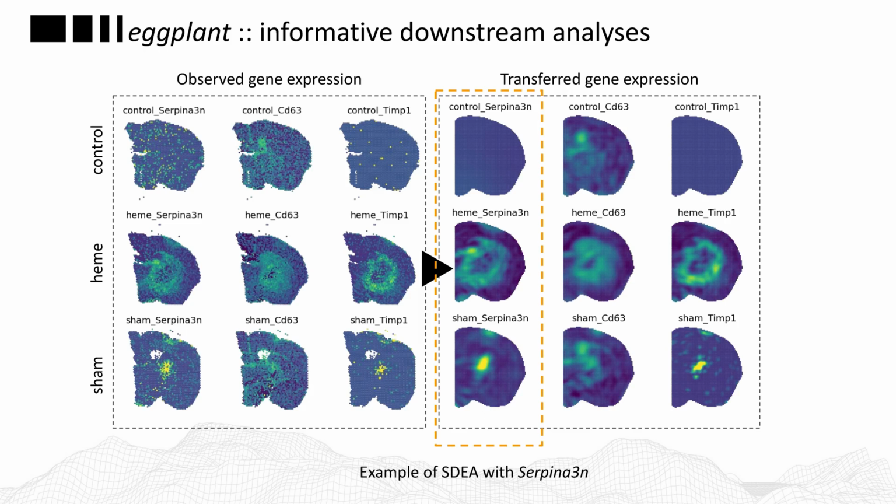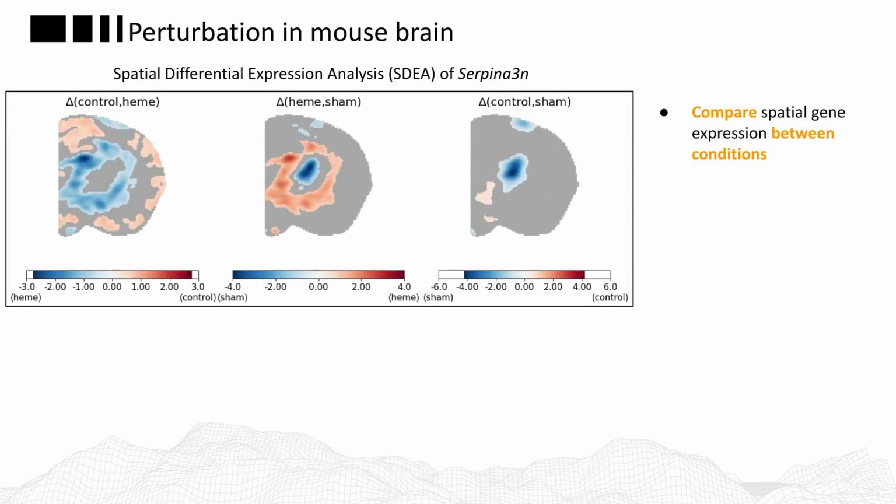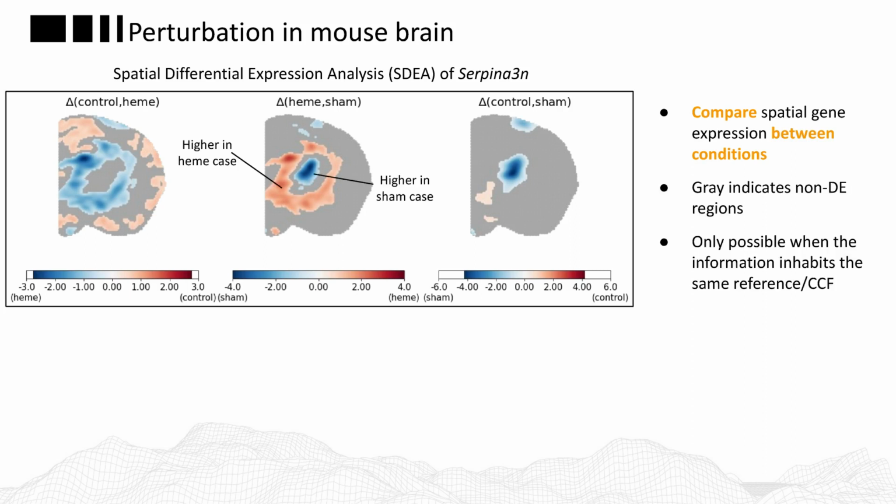And the way I'm going to do this is to go by an example using this SERPINA3N gene here. There's nothing super special about this gene, but I think it constitutes a good example. So what you see here in these three images is how we have compared the gene expression on a location-wise basis between the different conditions. So for example, looking at the middle part here, we compare the heme condition with the sham condition.